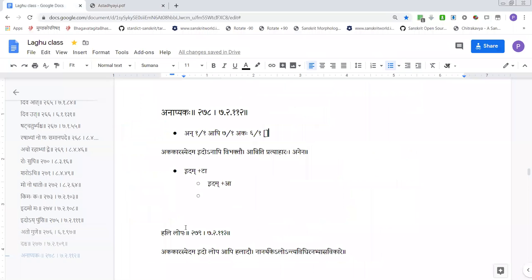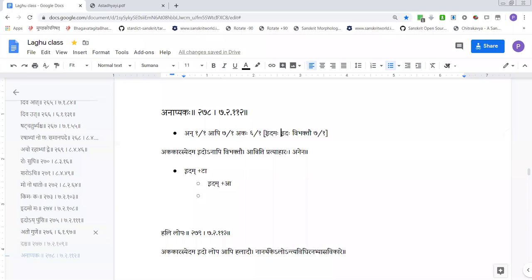So akaha means akakara. Akakara means there are some forms such as idamaka. Let's not focus on that, but if it is idamaka, then not that kind of idam. Akaha means akakara, akakarasya idamaha. So here idamaha, idaha, vibhaktau, an iti adesha bhavati.